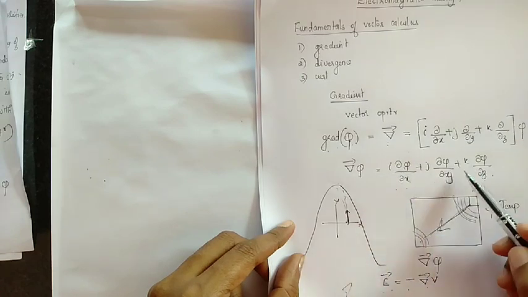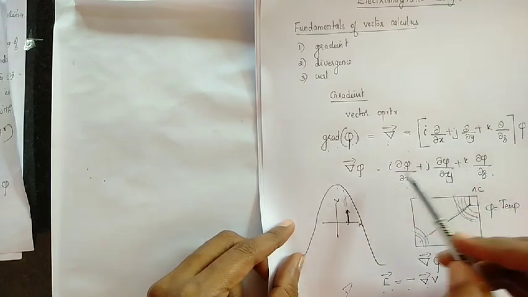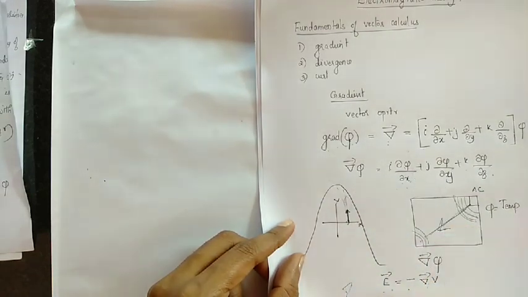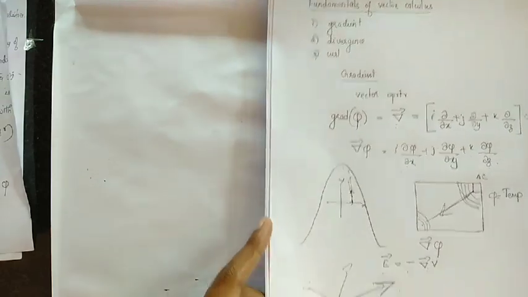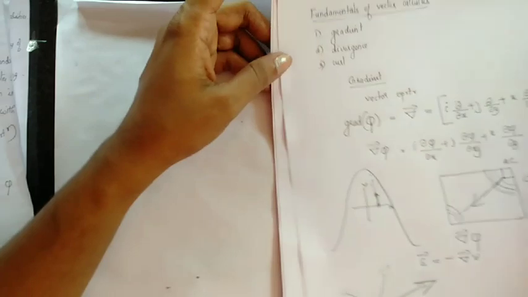Its magnitude will give you the maximum rate of increase of that quantity, and direction will indicate the direction of maximum increase of that quantity. Okay. Then this del can also operate on vectors.